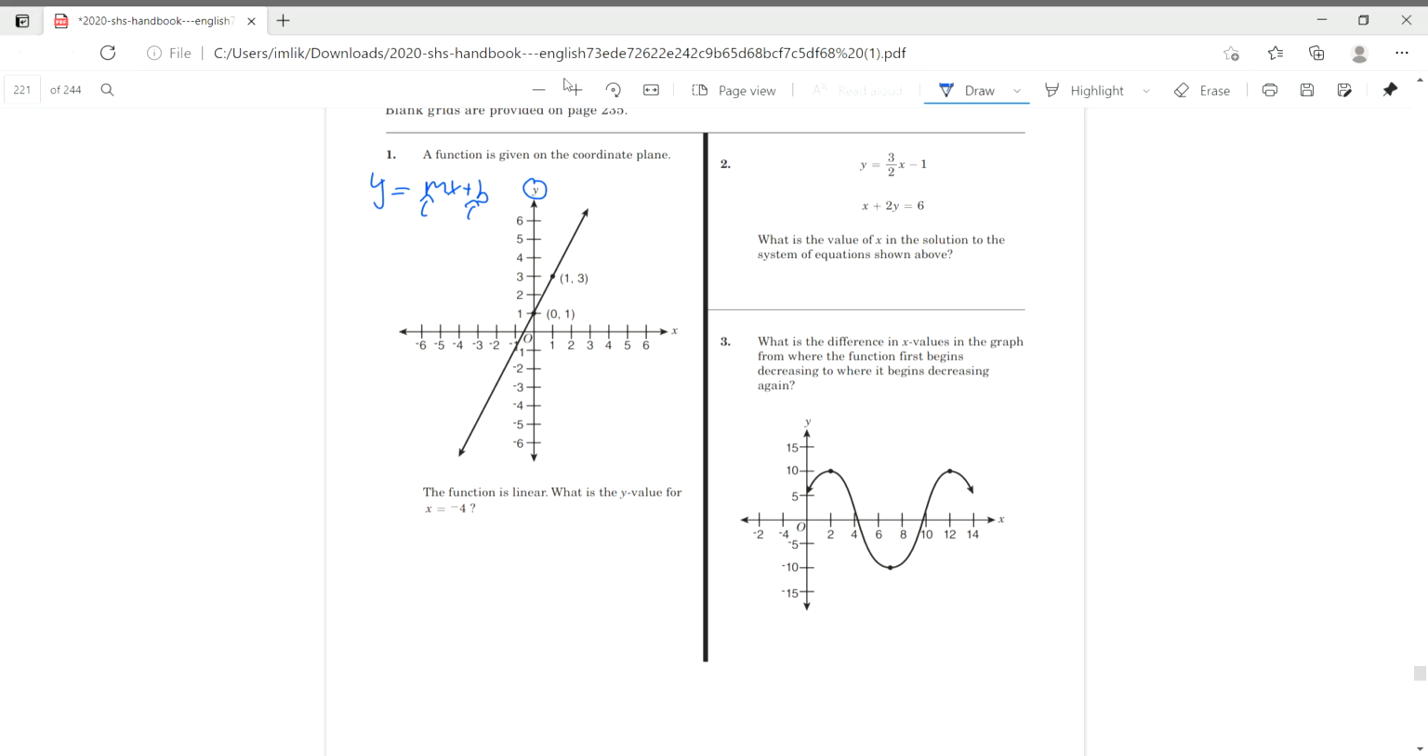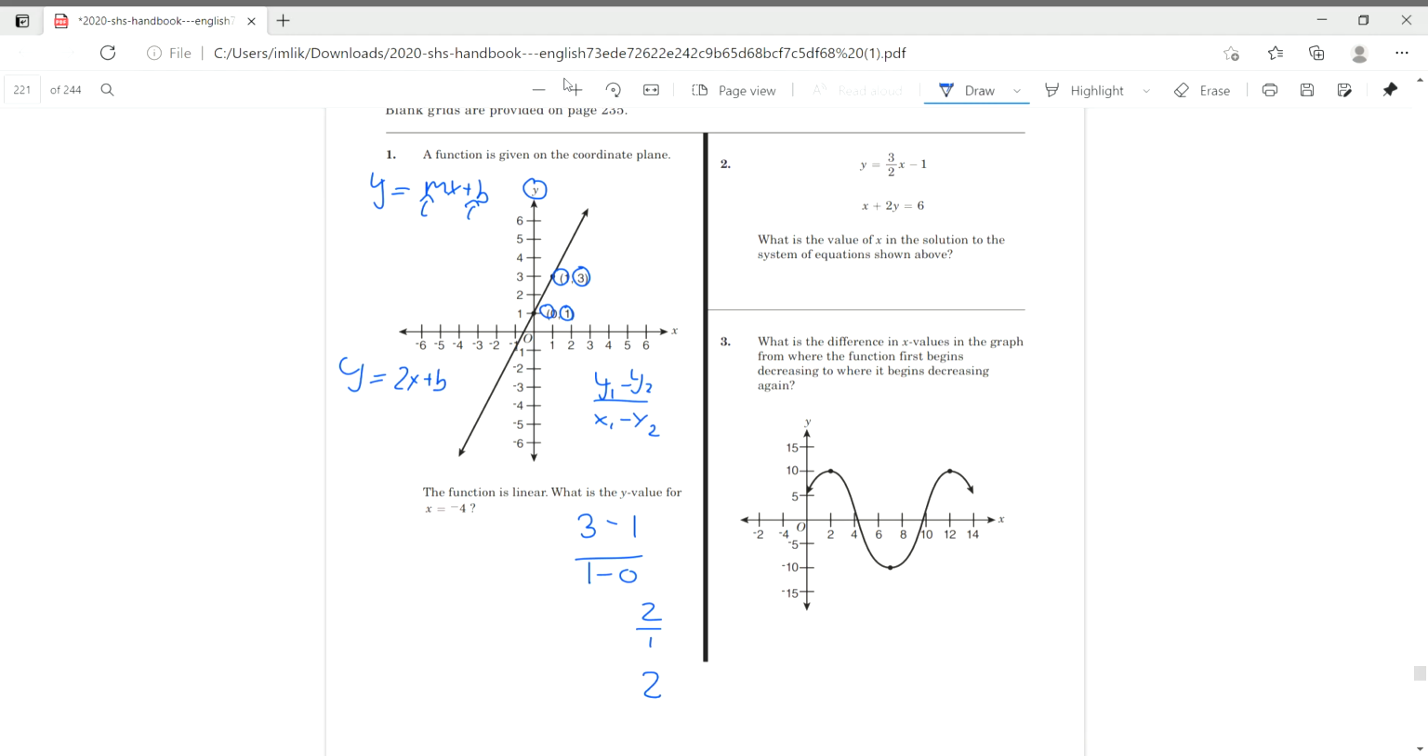So in order to find the slope, we have to do y1 minus y2 over x1 minus x2. So we'll go ahead and do that. This is our y1, this is our y2, so 3 minus 1 over our x1 and our x2. So 1 minus 0, that's going to be 2 over 1, which is equal to 2. So now we're left with the formula y equals 2x plus b. Now we have to find our y-intercept.